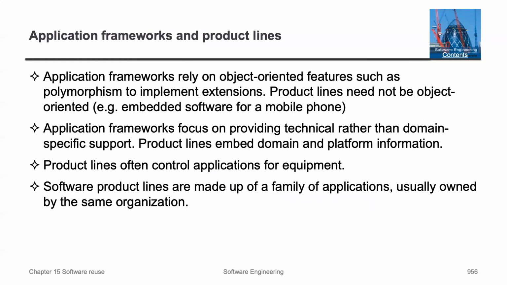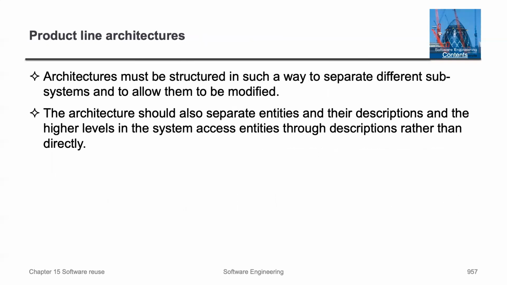In terms of application frameworks and product lines, application frameworks rely on object-oriented features such as polymorphism to implement extensions. Product lines need not be object-oriented. For example, you could have embedded software for a mobile phone. Application frameworks focus on providing technical rather than domain-specific support. Product lines embed domain and platform information. Product lines often control applications for equipment. And finally, software product lines are made up of a family of applications usually owned by the same organization.